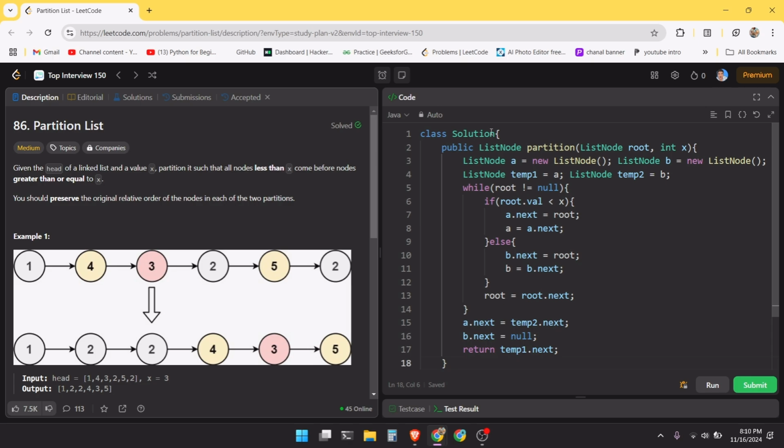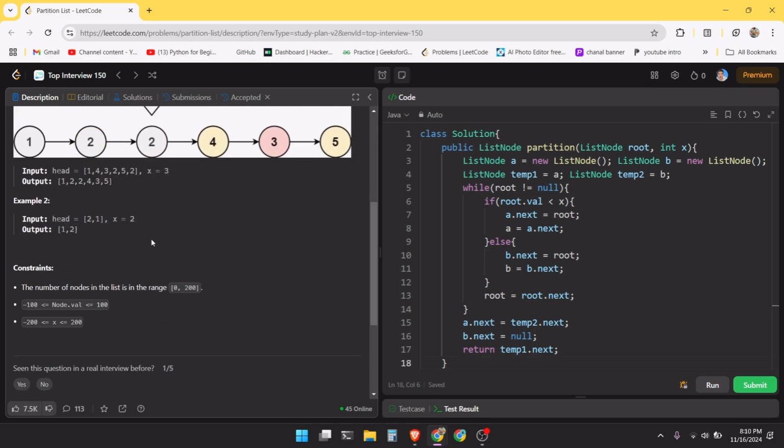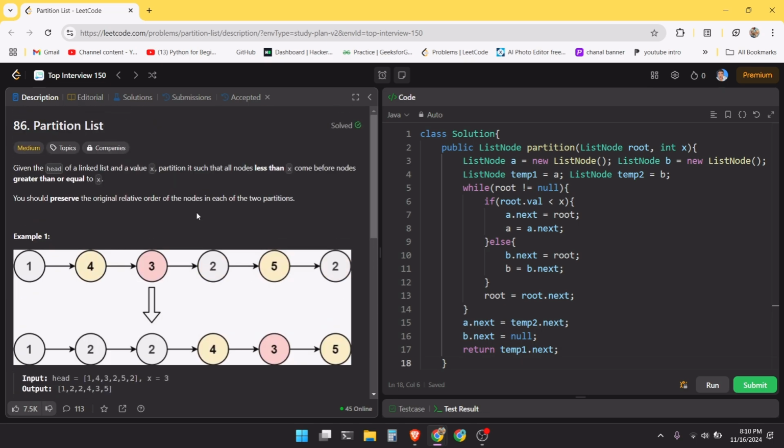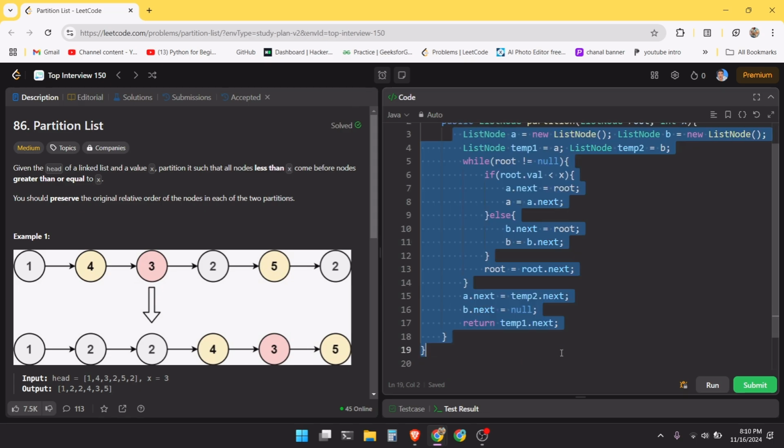This is a medium level question, which is not that tough. Basically, you're given a linked list and an integer x. You just need to do a kind of sort. You have to sort the numbers less than that x element on the left hand side and bigger or equal elements on the right hand side, and you are supposed to preserve the relative order of the given linked list. So this is a simple solution.